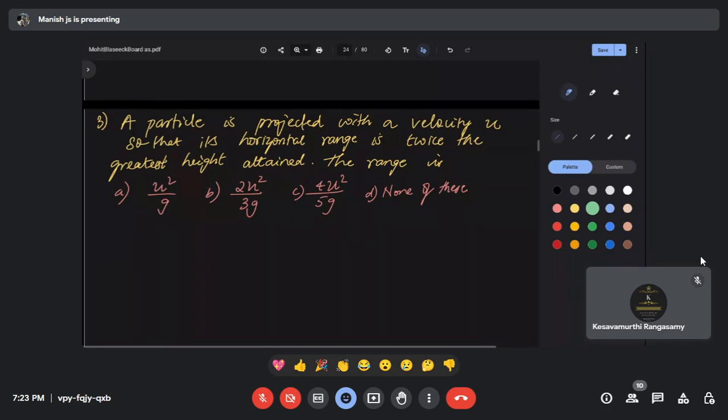They have told it's twice the greatest height. Greatest height, in the sense, is maximum height. So what is the maximum height of the projectile? U square sin square theta by 2g. Yeah. So you will have to think in that direction. This is an application based question.